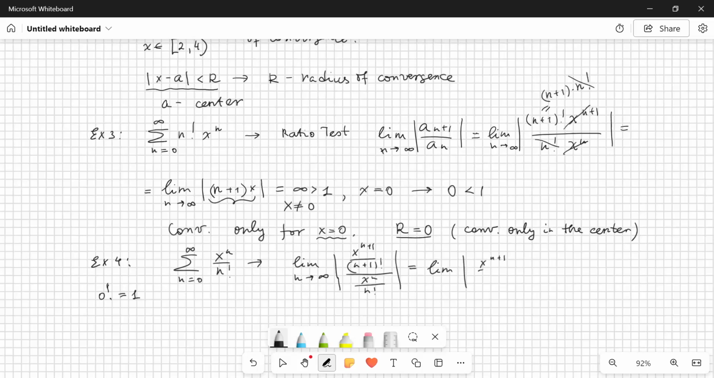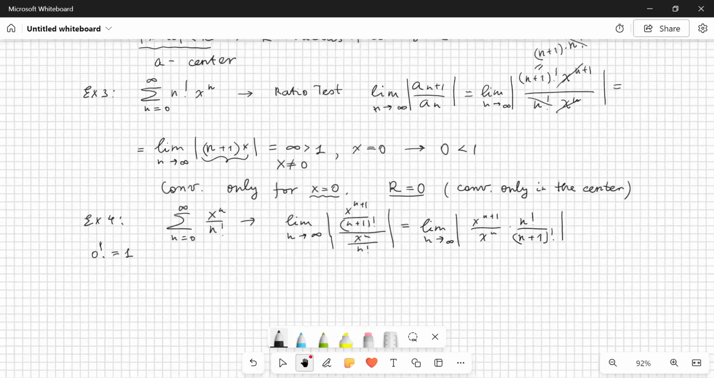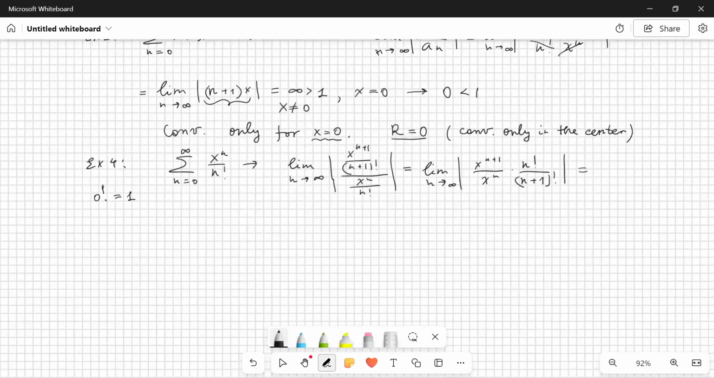x^(n+1) over x^n, and here n! over (n+1)!, as n goes to infinity. And let's start working with x. Here is n+1 x's, here is just n x's, we are going to cancel, right? For (n+1)!, it's (n+1) times n!, because we multiply all the numbers, and n! can be canceled, and my limit is going to become the absolute value of x, one x is going to stay here, right? And n+1 over here.